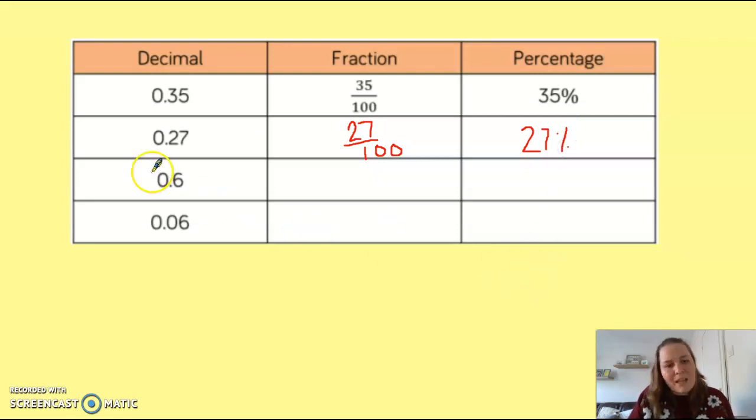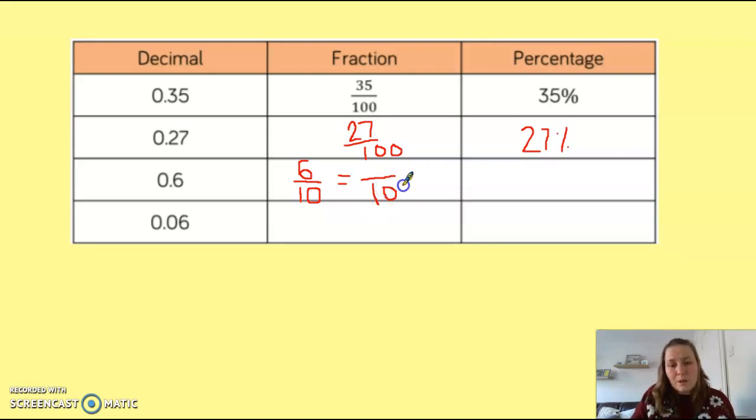Let's move on. 0.6, 6 is in the tenths position. So another way of saying this might be 6 tenths. I can visualize what that is as a fraction, 6 tenths. That's fine. Now my percentage, I need to do something else. I need to make that fraction out of 100 before I can easily do my percentage. So I'll just go ahead and convert it in here.